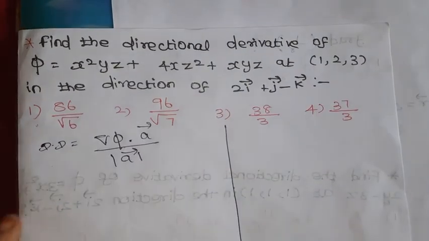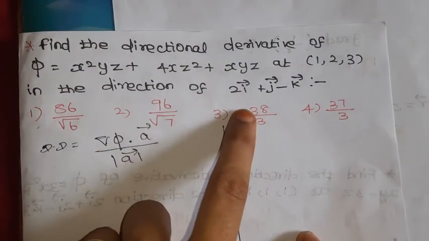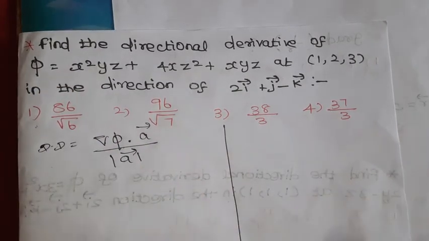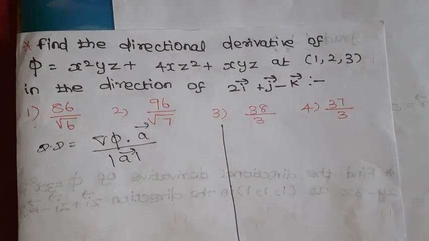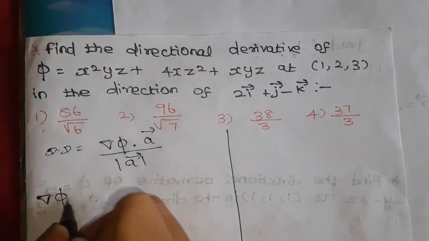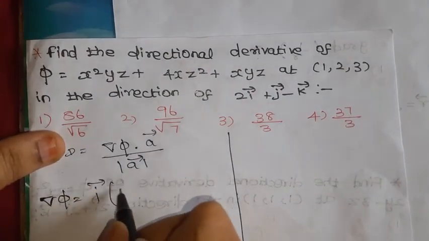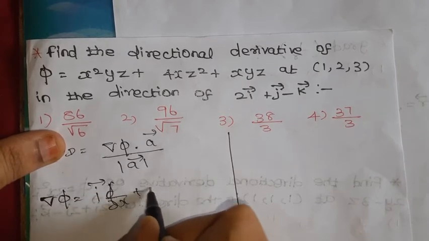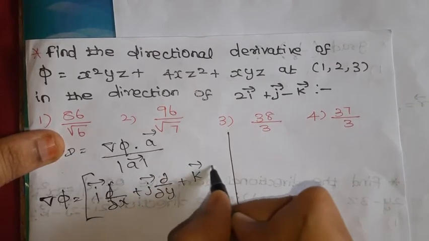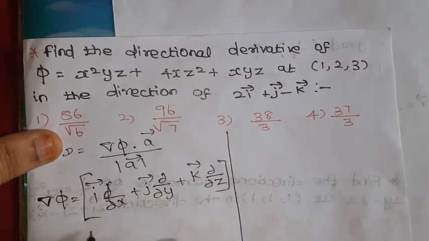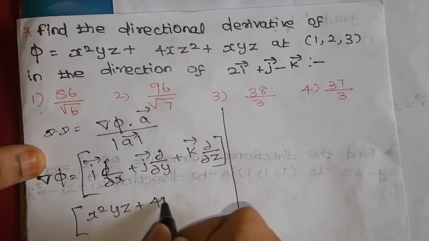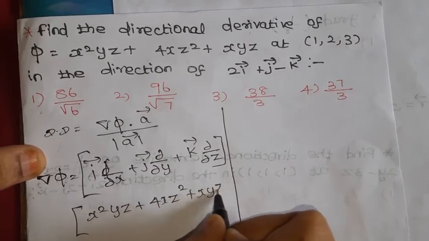Okay, simple. So now we are going. The given vector is nothing but the a vector. From this we can find del phi, do the dot product, and then take the magnitude of this a vector, then find out. Okay. So first phi value is given, we are going to find del phi. That is i into dou by dou x plus j into dou by dou y plus k into dou by dou z into phi. Phi is nothing but x squared yz plus 4xz squared plus xyz.